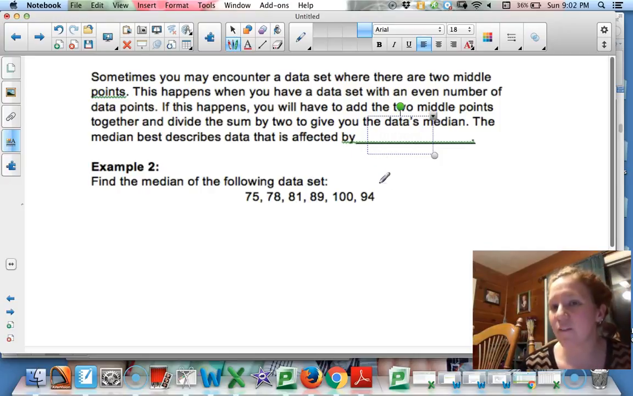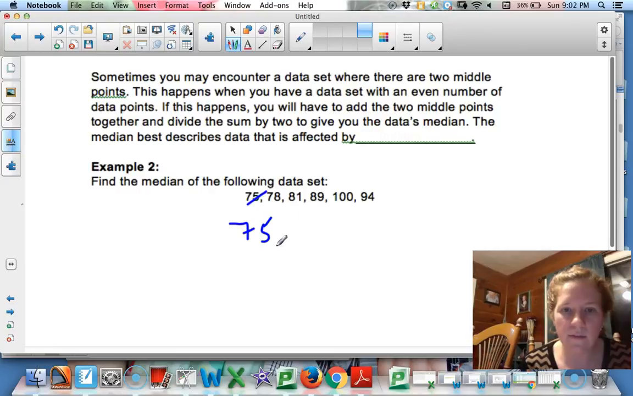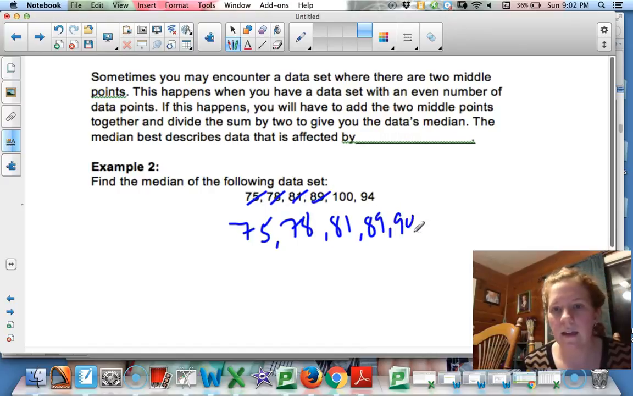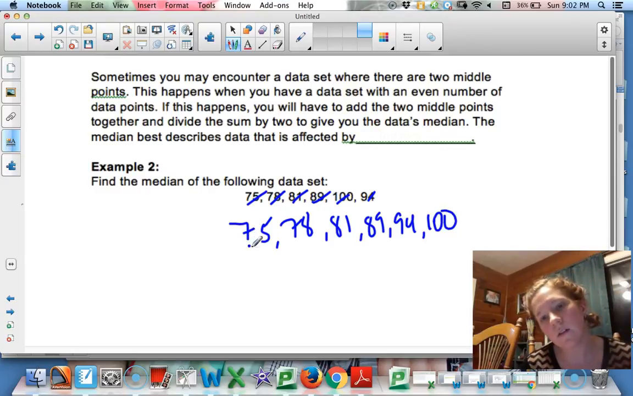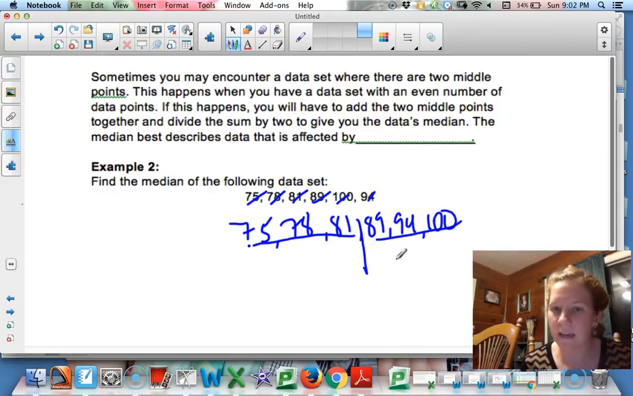Basically, you're taking the average of that middle data set. So let's first put this one in order. It looks like it's not in order, almost. So 75, 78, 81, 89, 94, and 100. And I've got 1, 2, 3, 4, 5, 6, 1, 2, 3, 4, 5, 6, so I'm good. So in the middle, I'm going to go 3 on this side, 3 on this side. So my middle is right here between 81 and 89.